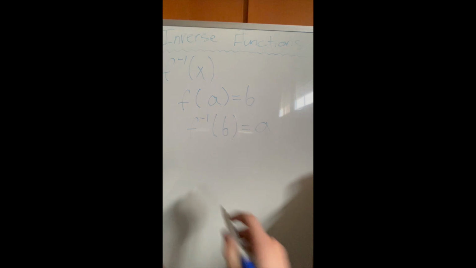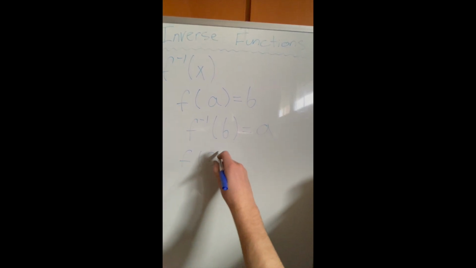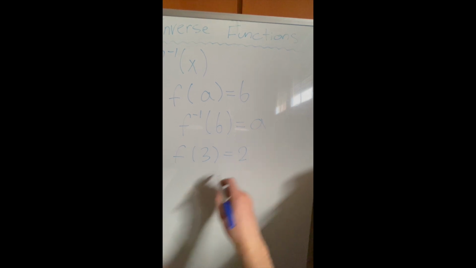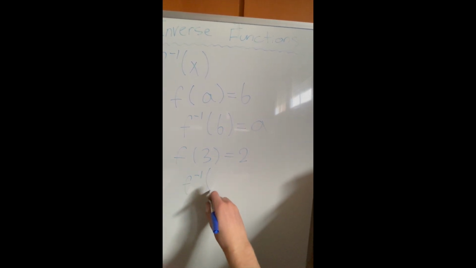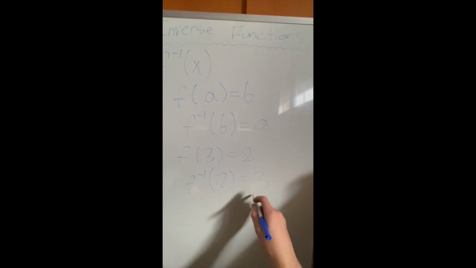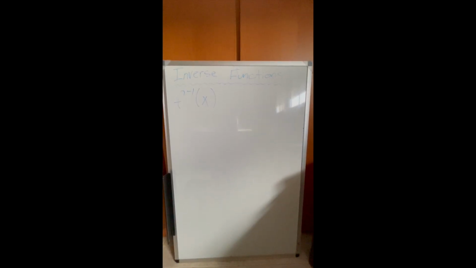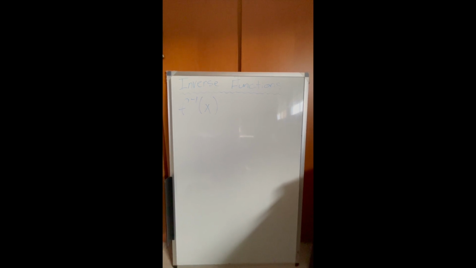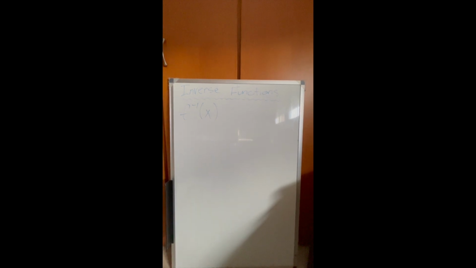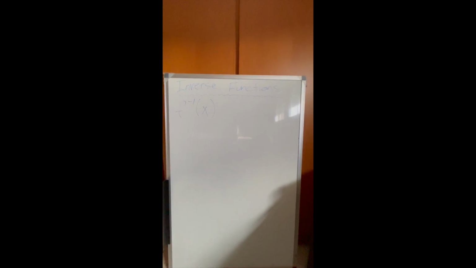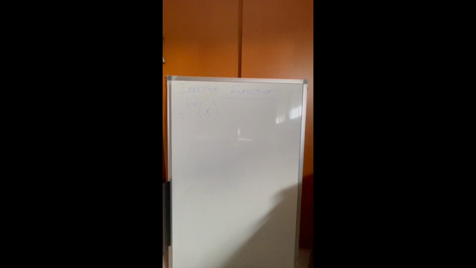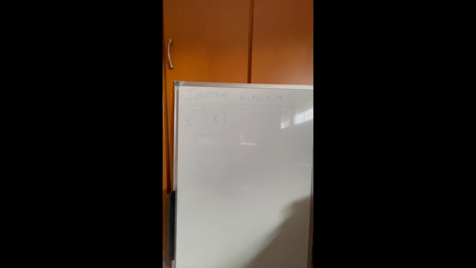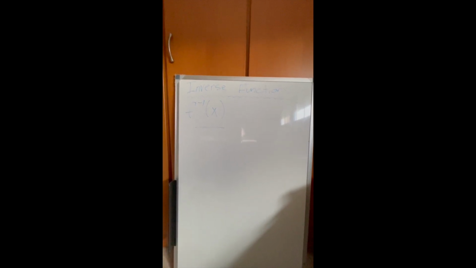So, for example, if we have f(3), which gives us 2, then our inverse function of 2 will give us 3. But how do we find our inverse function? How do we turn an f(x) into an f⁻¹(x)? Well, the first step is to replace our f(x) with a y. Then we must swap x and y. The third step, we solve for y in terms of x, so basically we isolate y, and then we replace y with the inverse function notation, f⁻¹(x), which represents the inverse function, of course.